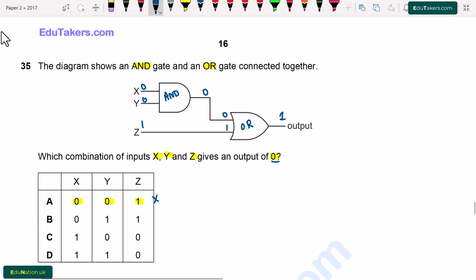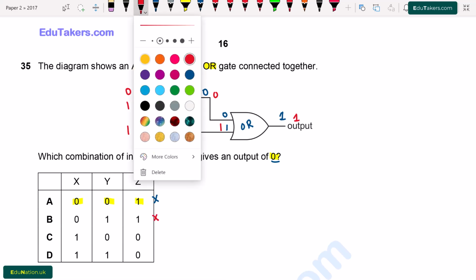Now we check the other combination. Option D. Here X is 0, Y is 1 and Z is 1. When 0 and 1 combine by the AND gate, here will be output 0. And this one comes here as it is. Again 0 and 1 combine by the OR gate, here will be output 1. It means that option B is also incorrect.